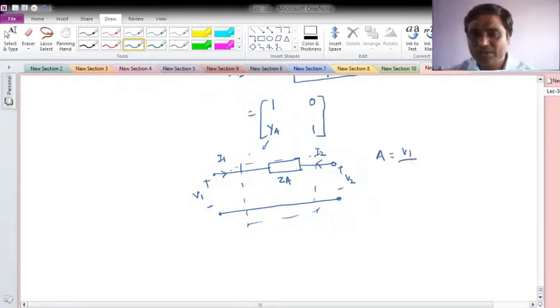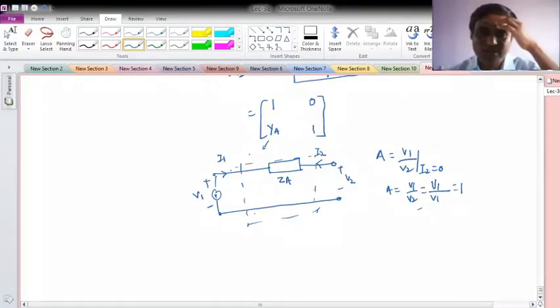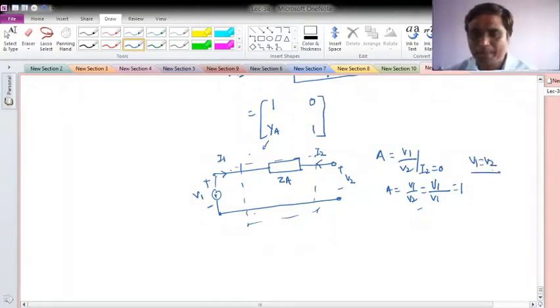So A we know, that is V1 over V2 when I2 is equal to 0. Here I am applying I1 as a source. I2 is 0, which means I1 will also be 0, right? So A will be V1 over V2, and this voltage is again the same. V1 will be equal to V2, so A is 1. Okay, now next calculate the B parameter.